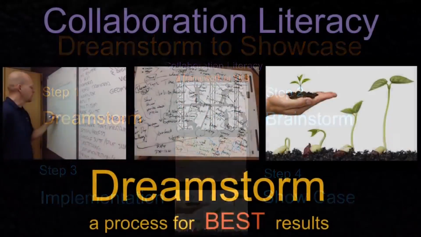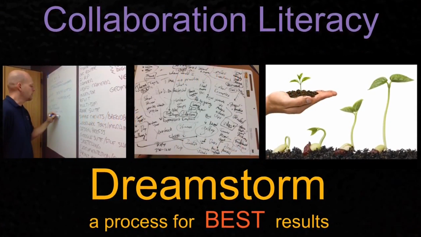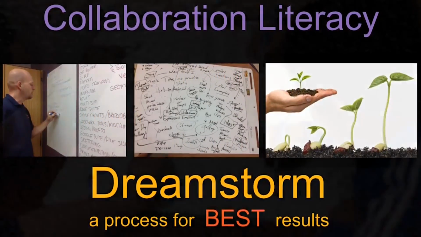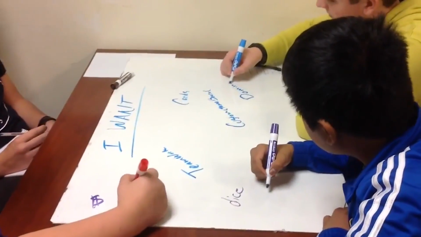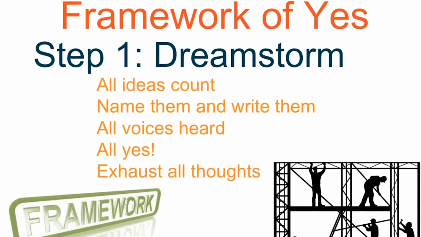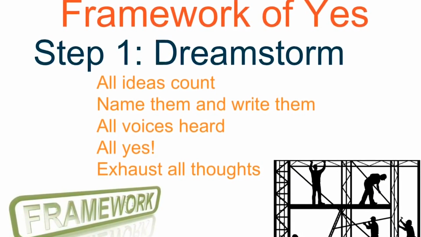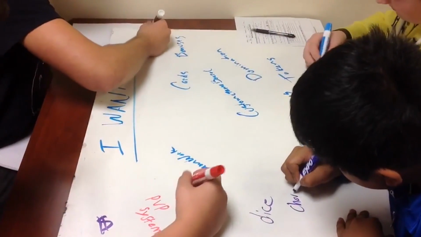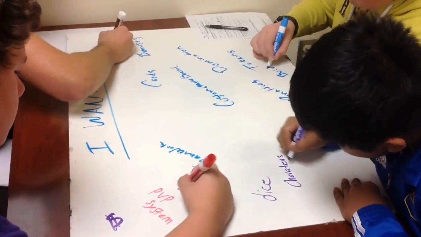Step 1, Dreamstorm. We will discuss the features of Part 1. All ideas count, name them and write them. All voices are heard. All yes, all the time. All ideas are exhausted. In this scenario, each member is contributing to what they want to see as they are beginning to envision the project.